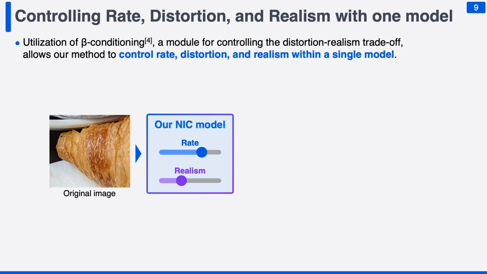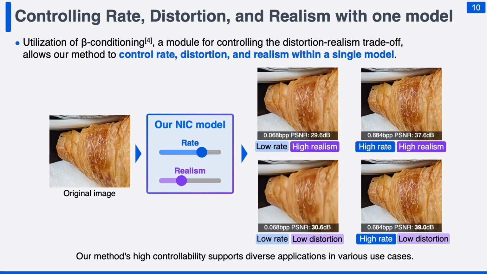Moreover, by employing beta conditioning, a model to control the distortion-realism trade-off, our model can control rate, distortion, and realism within a single model, realizing ultra-controllability. As shown here, we can control rate and realism with a single model. As a result, we can obtain reconstructions in different configurations, such as low bitrate and high realism, low rate and low distortion, and high rate and low distortion. In this way, our method supports diverse applications in various use cases.